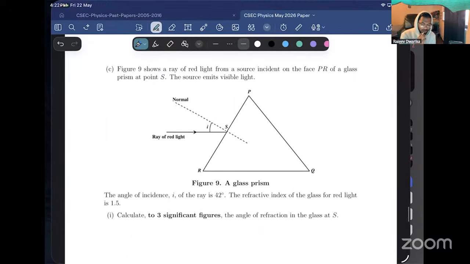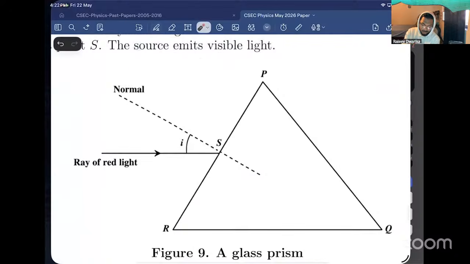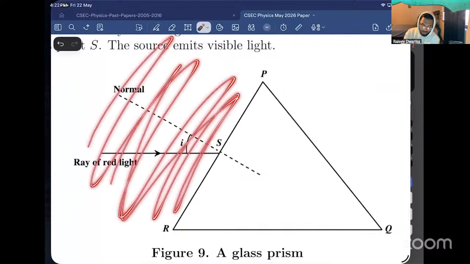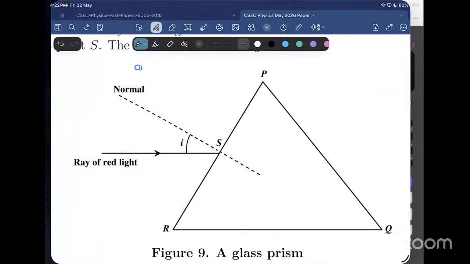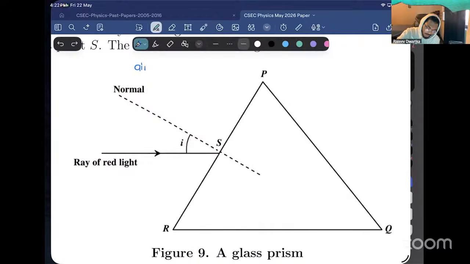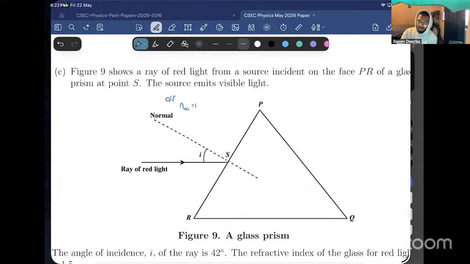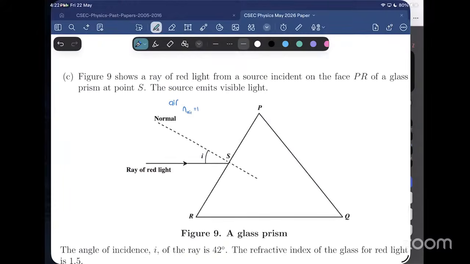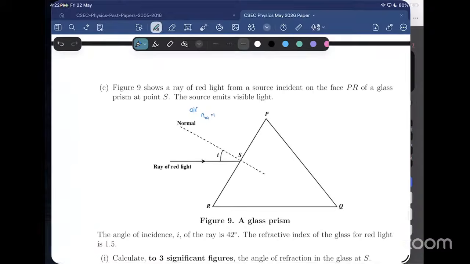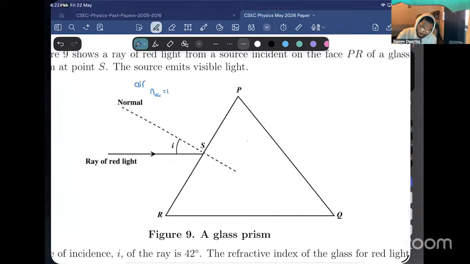Figure 9 shows a ray of red light from a source incident on the face PR of a glass prism at point S. The source emits visible light. What medium is this? What's the refractive index of air? 1. And what do we need to find? The refractive index of glass.